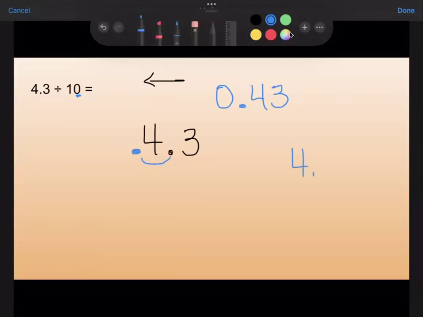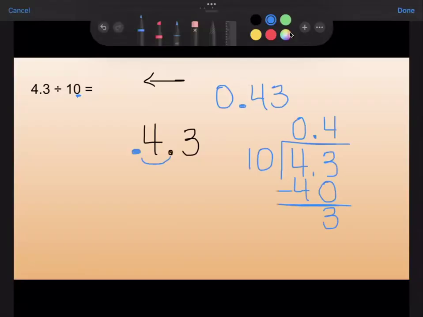I'm going to take 4.3 and divide it by 10, just like we normally divide decimals. I'm going to put my decimal up into the answer space. 10 does not fit into 4, so I'd put a 0 there, but 10 does fit into 43 4 times, which would give me 40. When I subtracted, I'd have 3 left over, and because I can't have remainders when I'm dividing decimals, I'm going to add a 0 here, and 10 goes into 30 3 times, which is exactly 30. And when I subtract it, I have 0 left over. So it does end up being 0.43. It's just the shortcut is a little bit easier.